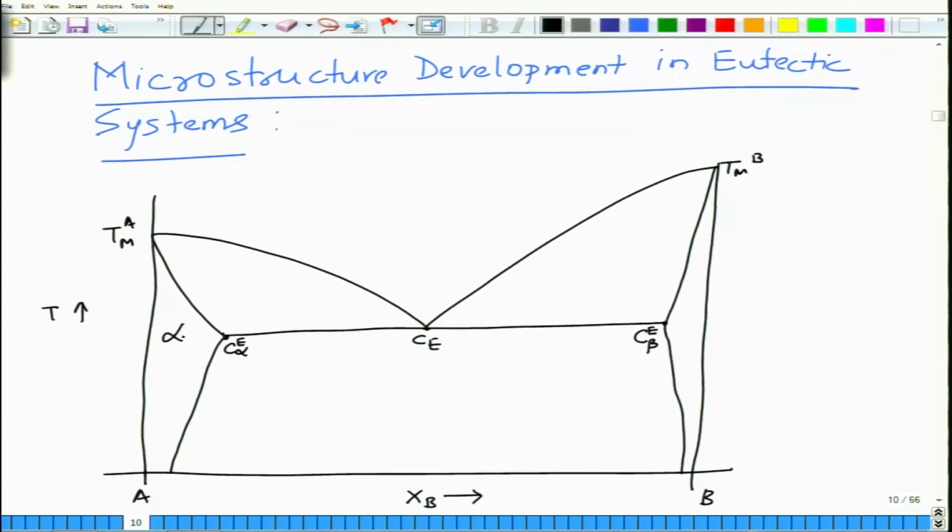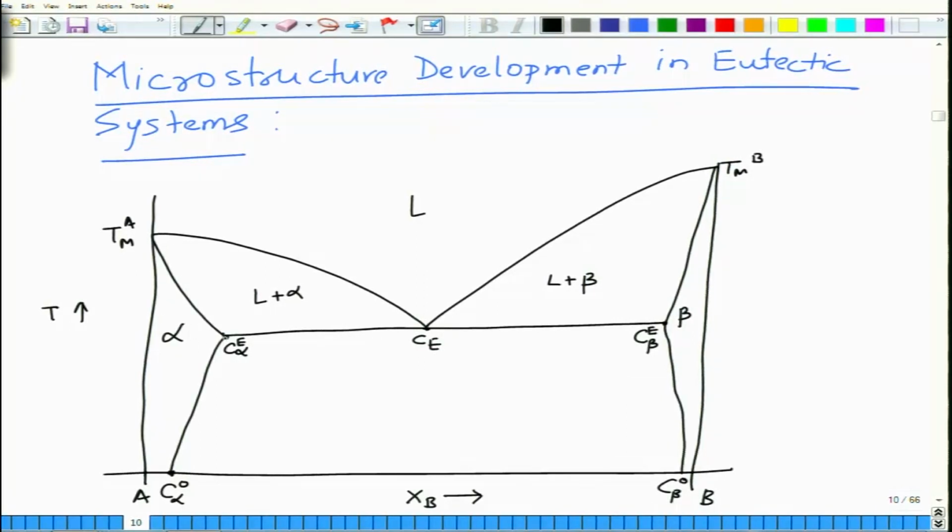So these are single phase regions alpha and beta. This is liquid, liquid plus alpha, liquid plus beta. And this is at lower temperature, let us say at room temperature. So this is C alpha naught and this is C beta naught. So this is the maximum amount of B that can be present in A under ambient condition. And this is the maximum amount of A that could be present in B at room temperature.